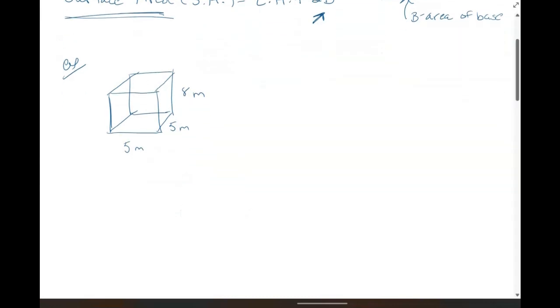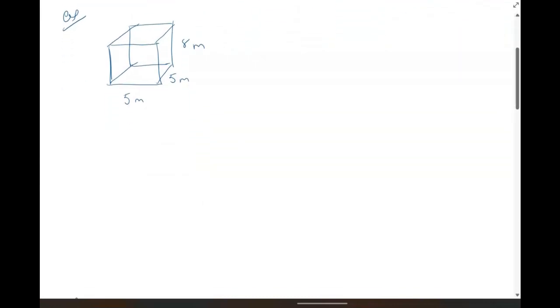All right, let's work on a very simple example where the base of our shape is a square. We need the lateral area, which is the perimeter times the height. Well, the perimeter is 5 plus 5 plus 5 plus 5, which is 20, and then times the height. The height here going in the opposite direction is 8. I multiply that together and I get 160 meters. That's not too bad.